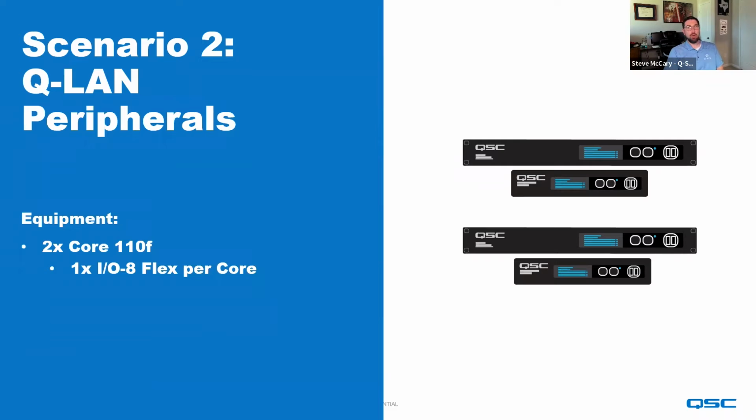Okay, so here's our second scenario. We have 2 110s and 2 IO8 flexes. Again, boy, isn't this just a dream scenario.